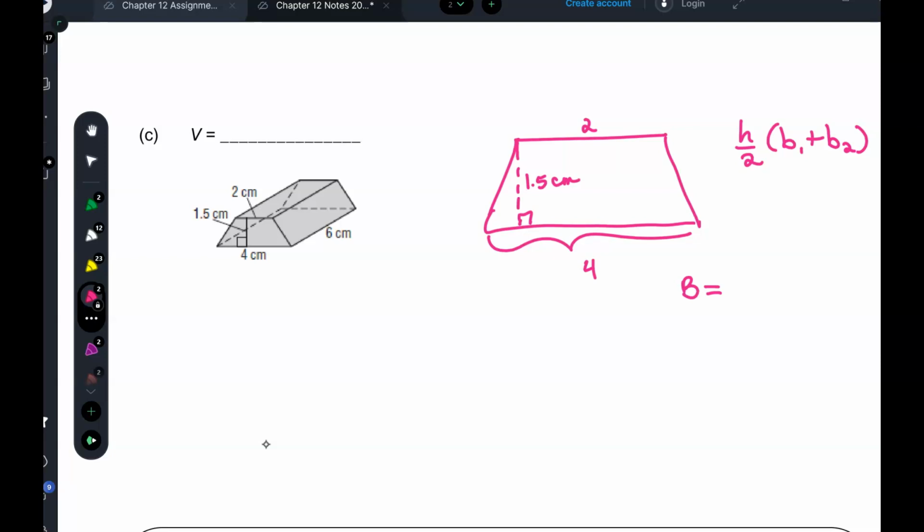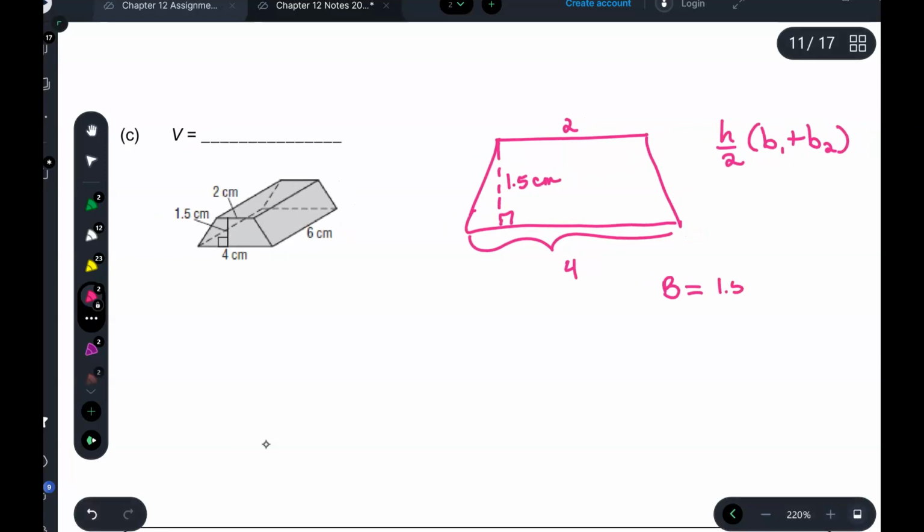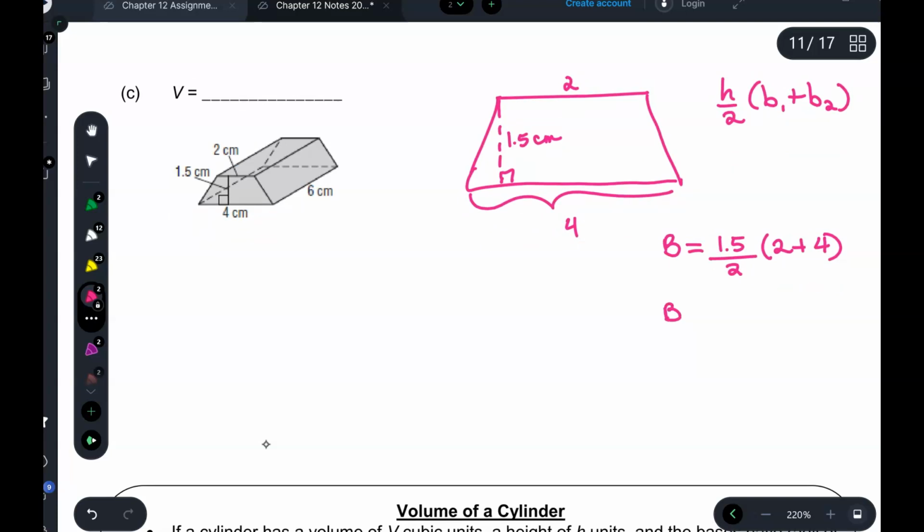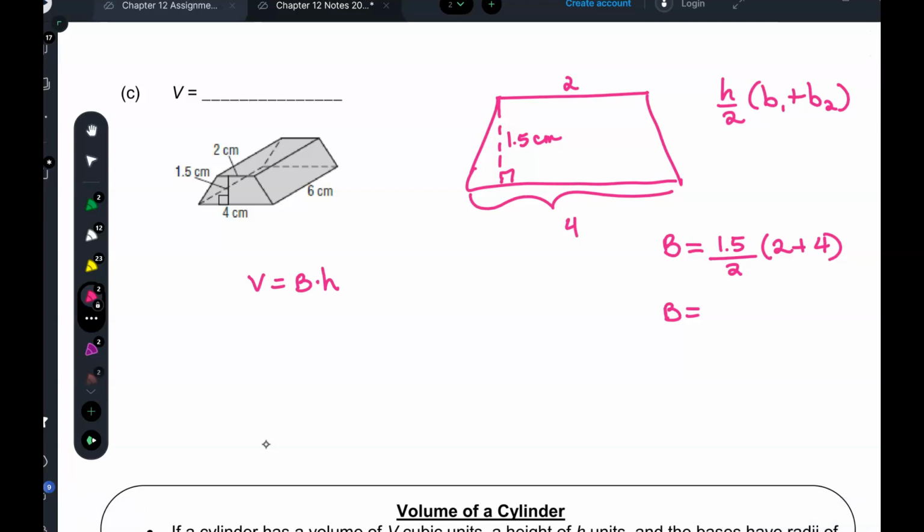Okay, what's the area of that trapezoid? What's the height? You do like 1.5 centimeters. Okay, 1.5 over 2, and then 2 plus 4. Wait, so volume for everything is area of base times height? Area of the base times the height. So that's what we're doing for the volume. On the side, we're going to find the area of that base. Put it in your calculator. 4.5.